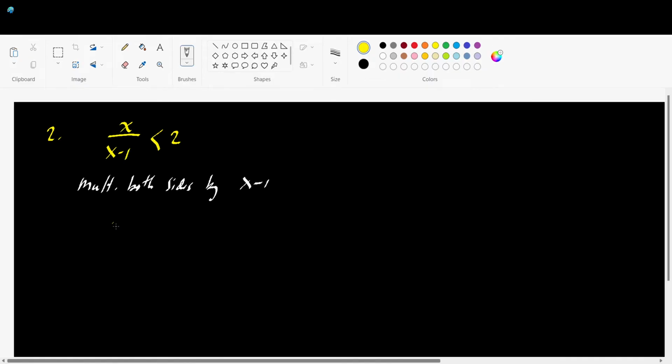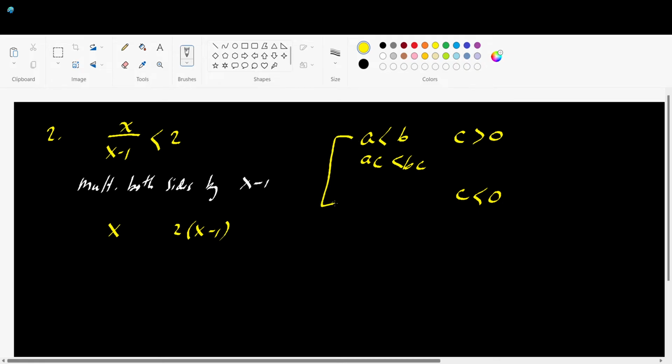Cross multiplying, we will be getting x less than 2 times x minus 1. But remember, we have a theorem that says that if A is less than B and C is positive, AC is less than BC. But if C is less than 0, or negative, this will become AC greater than BC. So we have to consider two cases.